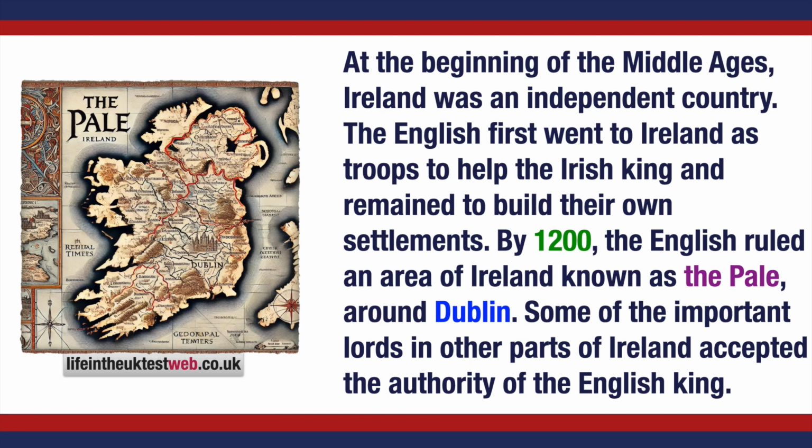The English first went to Ireland as troops to help the Irish king and remained to build their own settlements. By 1200, the English ruled an area of Ireland known as the Pale, around Dublin. Some of the important lords in other parts of Ireland accepted the authority of the English king.